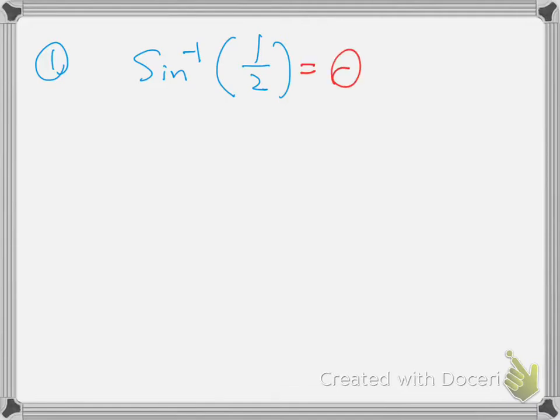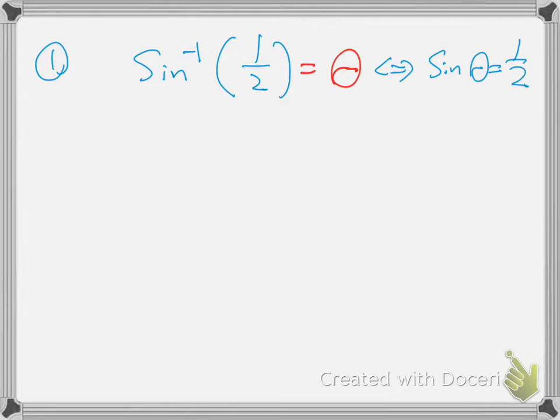Let's say our first example: find sine inverse of 1/2. Let's assume the answer is some angle theta. First we rewrite it as a sine function: sine of angle theta is 1/2.